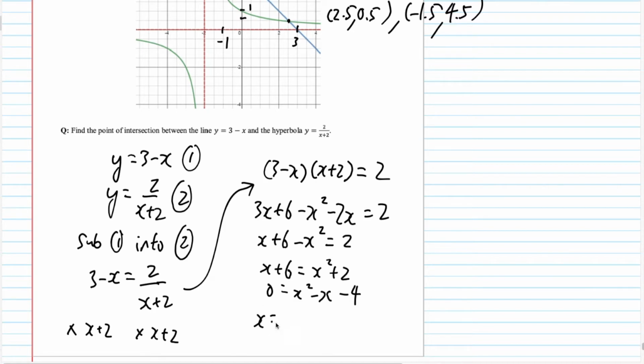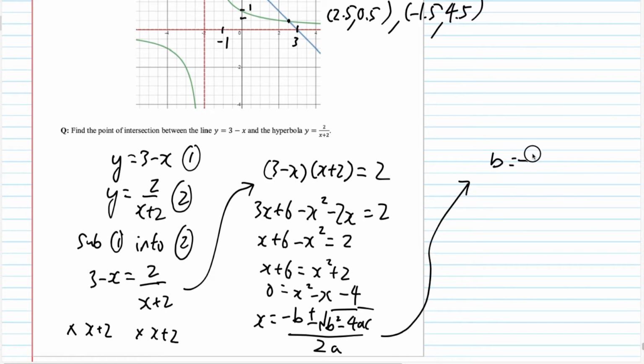So then x equals to, remember, write the quadratic formula first, minus b plus or minus the square root of b squared minus 4ac over 2a. Alright, so in this case, what is b? So b is, I'm just going to continue from here, b equals to minus 1. Actually, a equals to 1. And c is equal to the minus 4. Right.